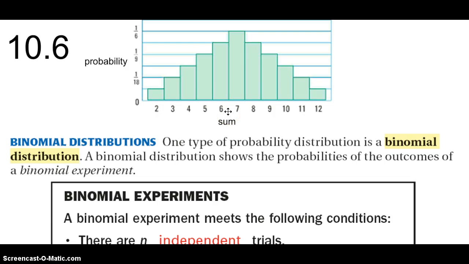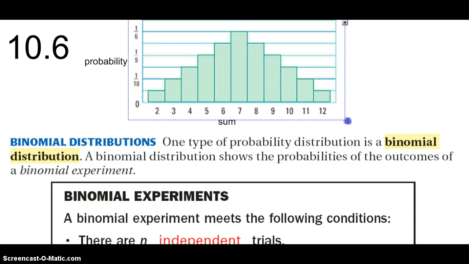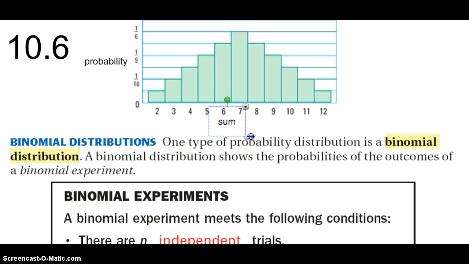Hello, we're going to pick up 10.6 here, finishing up chapter 10. We looked at the binomial distribution. I just want to talk about what a distribution is. So here's an example of one. And this is a look at the sum of rolling two dice.